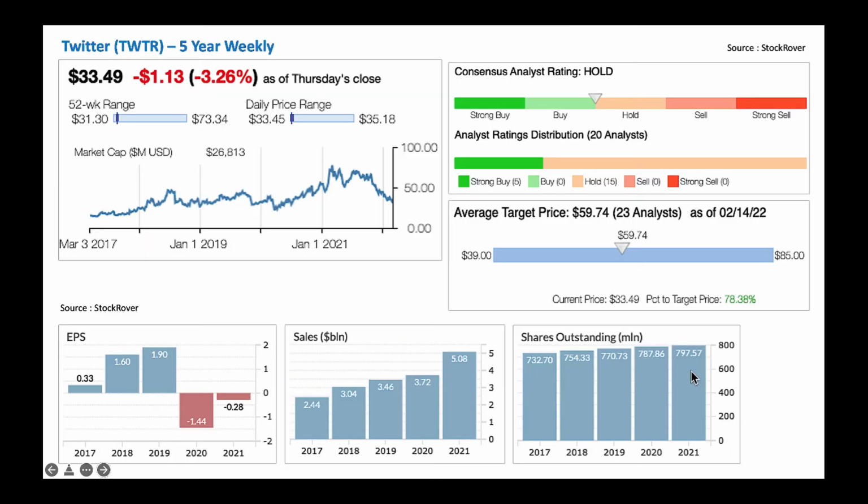All right. So with that, let's do a quick deep dive on Twitter. I had a few comments and few questions on Twitter. So let's take a quick look at Twitter. As you can see here, the stock is at $33. And look, the stock is down 3% yesterday, and it's almost at its 52-week low, as you can see here. It went as high as $73, and now it's at $31. That's a huge drop, as you can see here.